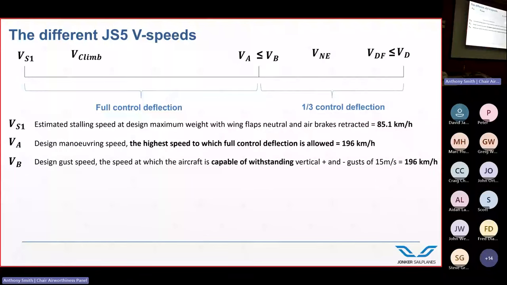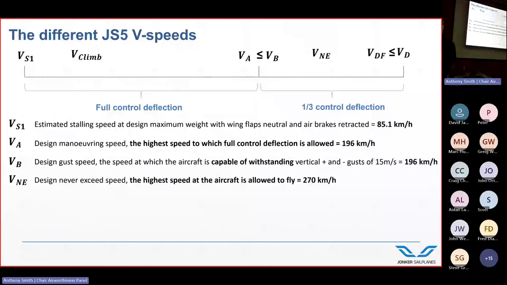Okay, the VA for the JS5, we try to get the speeds as low as possible, but we couldn't get it lower than 196 kilometers an hour. That's the lowest according to the calculation that we've made. Therefore, we selected VB, the same number, the V and E, we selected as low as possible.